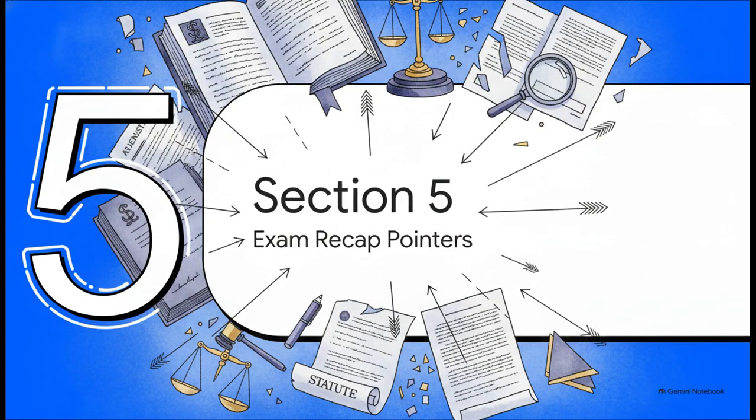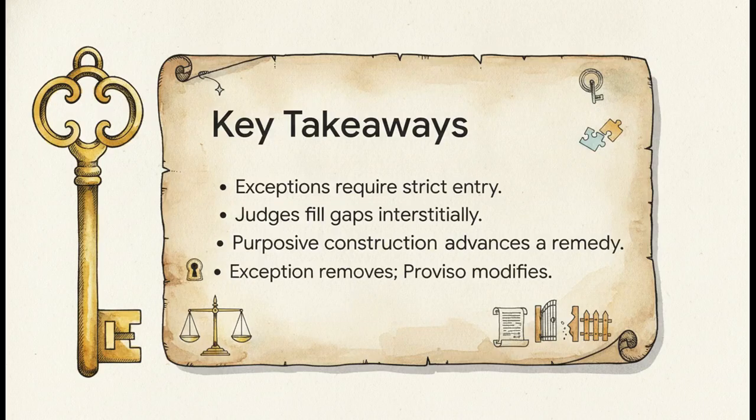Section 5. Quick exam recap pointers. Okay, let's consolidate everything we've covered into some rapid-fire takeaways for your revision. When you sit down with your exam paper, these are the core principles you need to instantly recall. These 5 pointers are your golden keys. 1. Exceptions demand strict entry. If interpreted with undue elasticity, they swallow the rule, just like we saw with the compassionate appointments before the Supreme Court stopped them. 2. Judges cannot overreach, but they do have the power to fill gaps interstitially.